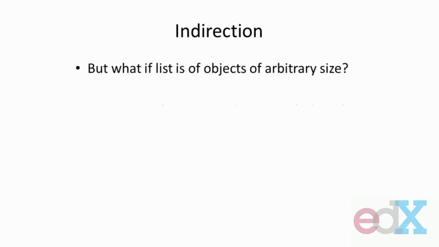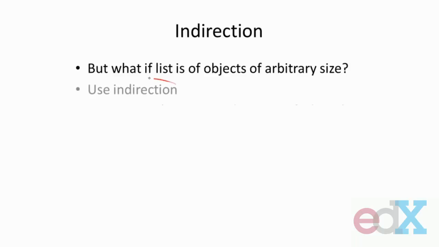Great. Well, wait a minute. That works when I know that the size of each element is a particular size. I can allocate a specific amount of memory for each one. But what if the list of objects are things that have arbitrary size? Now what do I do?